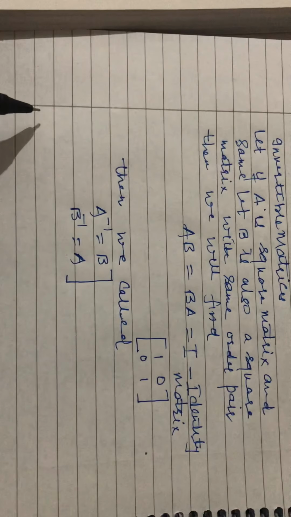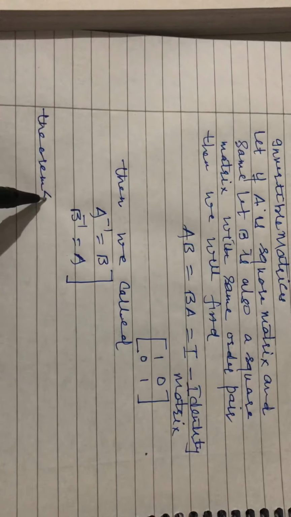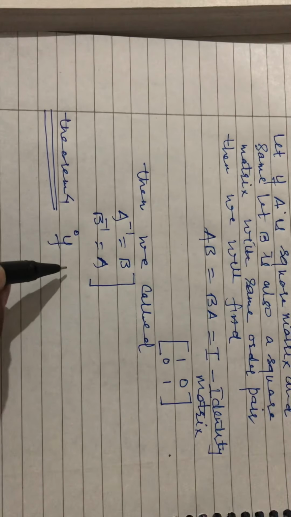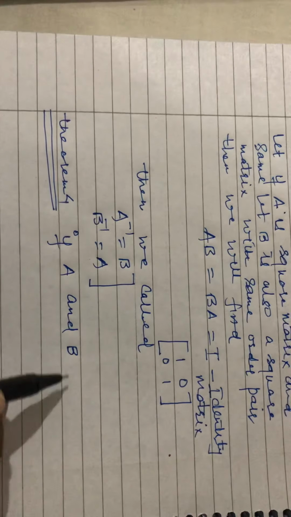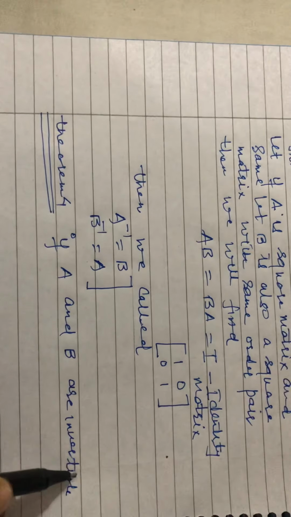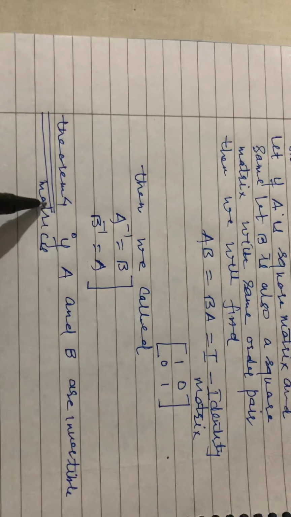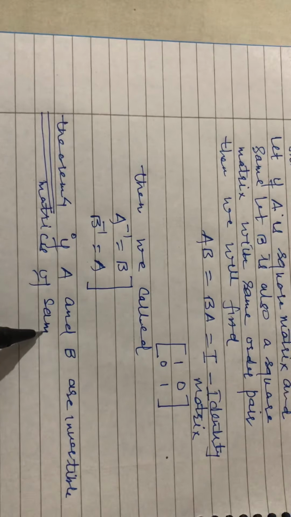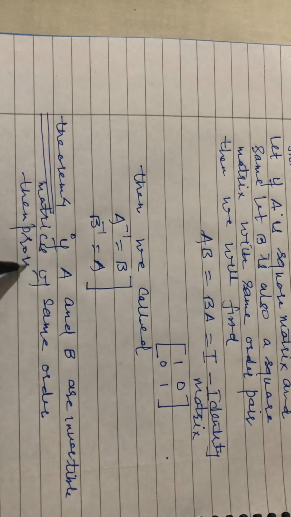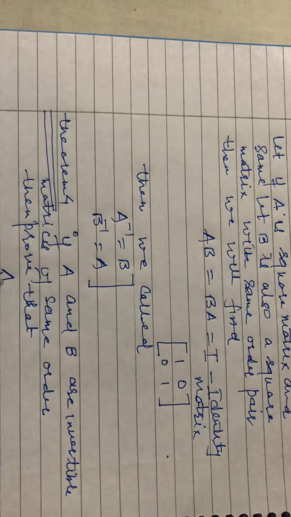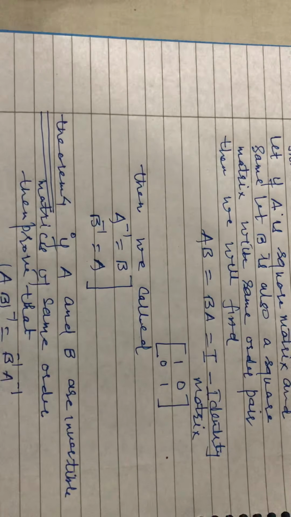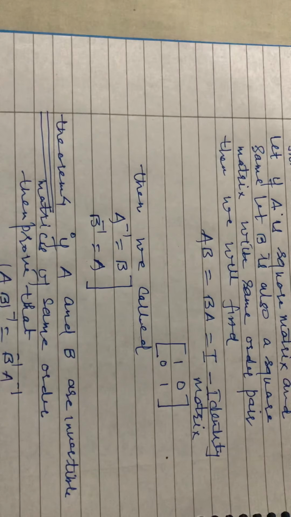Then we have a very important theorem. The theorem is: if A and B are invertible matrices of the same order, then prove that the inverse of AB is equal to B inverse A inverse. Clear? This was theorem number 4.